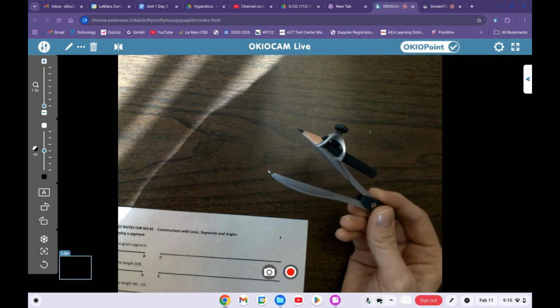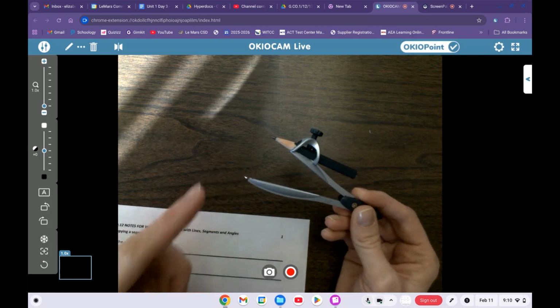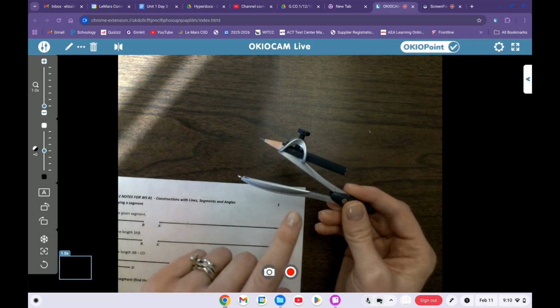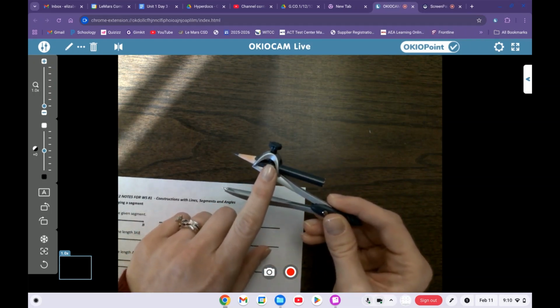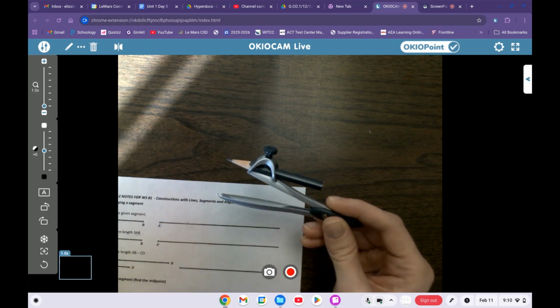Now, with your tool, you've got the pencil side and you've got the other side that's got that little pointy end on it. Don't poke yourself too hard with that, okay? Because it can poke you and kind of hurt. So you want to just be careful. And then your pencil can be tightened or loosened over here, or if you need to take it out to sharpen it, you can use that side of the compass as well to get that pencil out, okay?